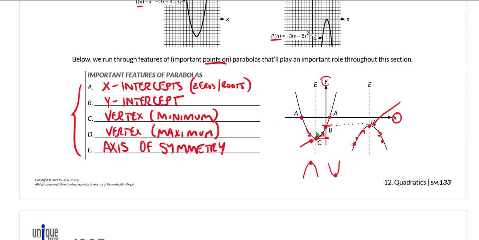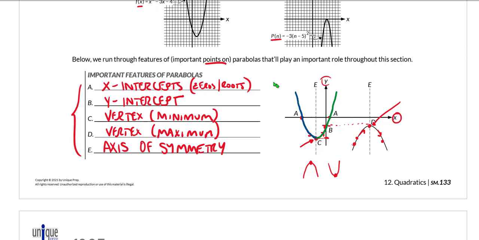We should understand that parabolas are always symmetric with respect to the axis of symmetry, with respect to the vertical line that goes through the vertex of the parabola. What that means, it's a couple things that it means. The two legs of the parabola, so one leg to the left of the axis of symmetry, one leg to the right of the axis of symmetry. Those legs are mirror images of each other across the mirror that is the axis of symmetry.